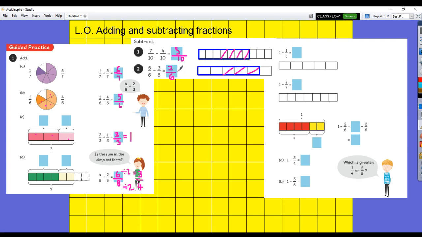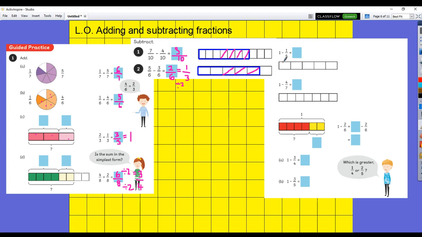Okay, can 2/6 be simplified any further? Does 2 go into both numbers? It sure does. 2 divided by 2 is going to be 1. And then 6 divided by 2 is going to be 3. So 2/6 is the same as 1/3. So I've simplified my answer.